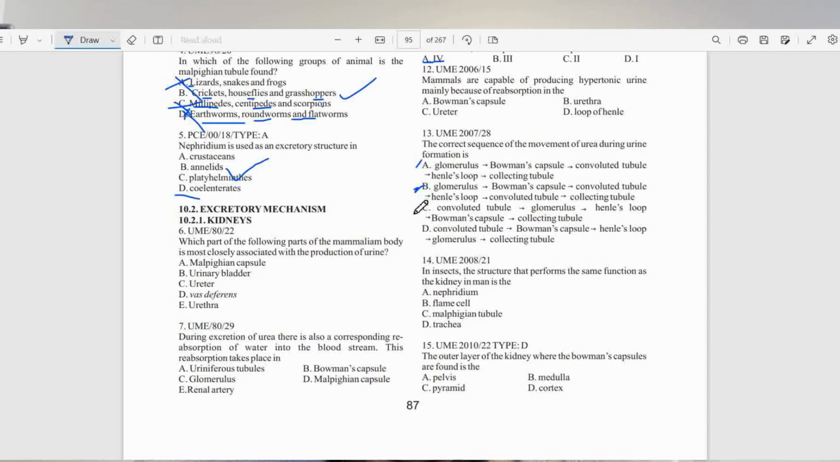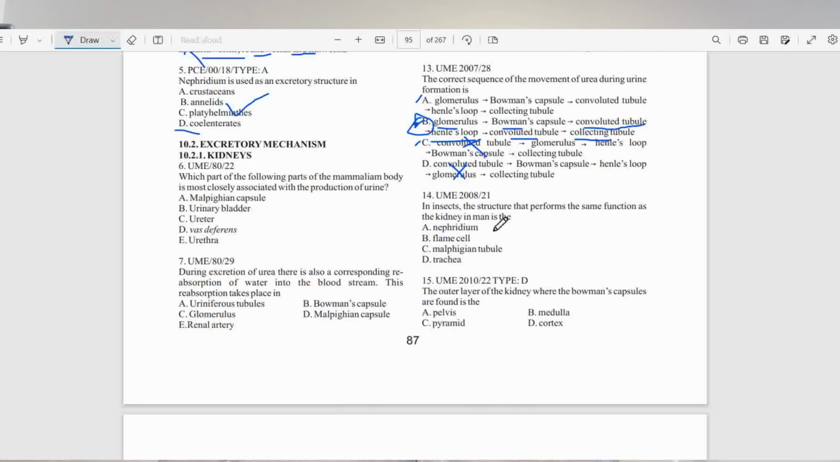So now let's go to C. Convoluted tubule is wrong. It won't start with the convoluted tubule. It will start with the glomerulus. And D, convoluted tubule, this will be wrong. So our answer is between A and B. Now, if you look critically, you will see glomerulus, Bowman capsule, you have the proximal convoluted tubule, the loop of Henle, the distal convoluted tubule, and the collecting duct. So B is more appropriate, and that is the answer.